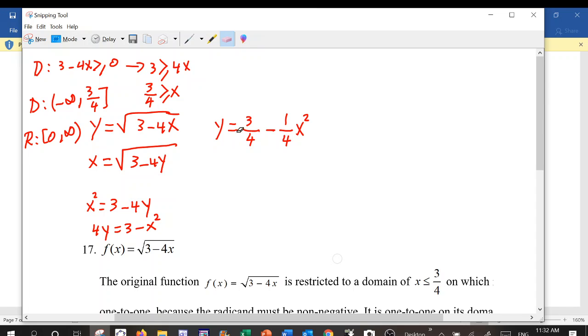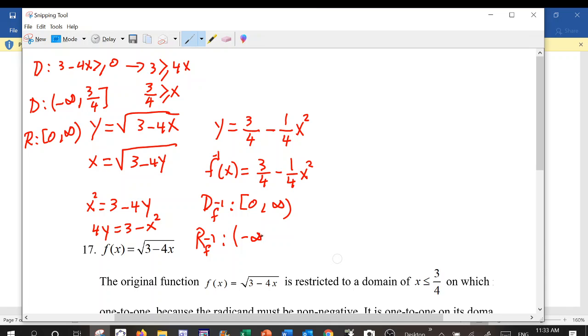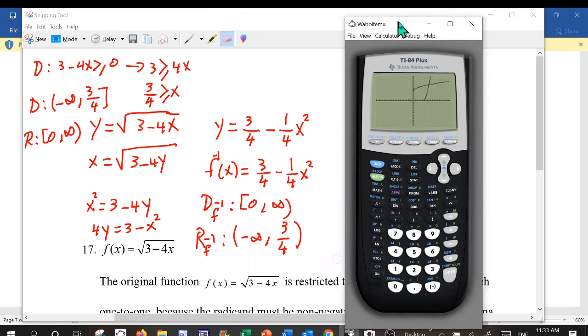Now, this is our inverse, and it's 3/4 minus 1/4 x squared. Now, what is the domain of the inverse? Well, the domain of the inverse has to be the range, right? And the range of the inverse has to be the domain, right? Now, let's graph these with the calculator, see what they look like.